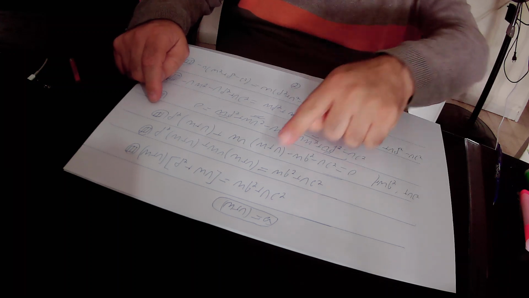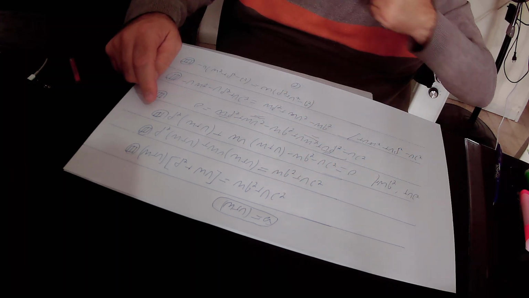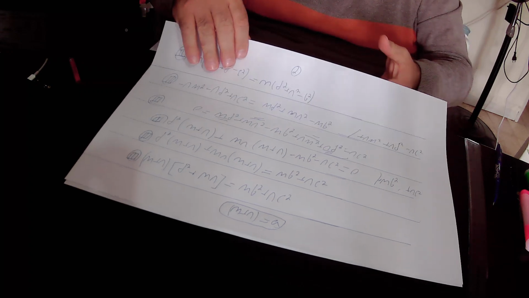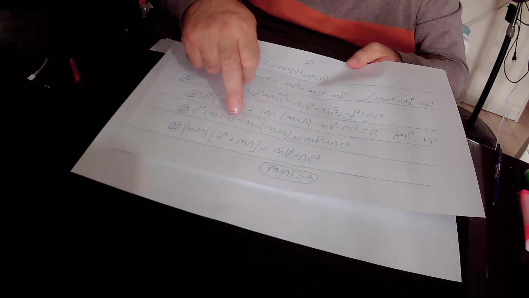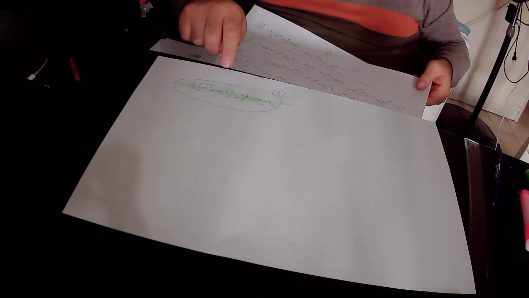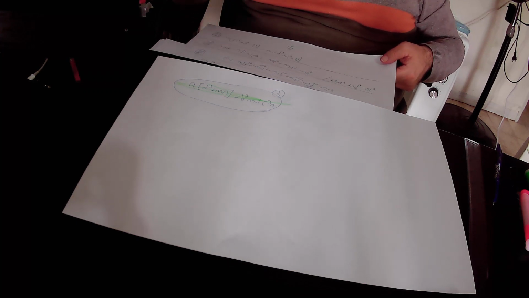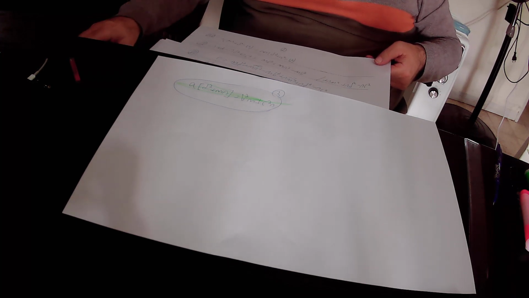We already found out that M plus N equals A, so we substitute M plus N in equation number 3 by A, and found out that A times D squared plus MN equals MB squared plus NC squared. Again, A times D squared plus MN equals B squared M plus C squared N. So we succeeded to prove Stewart's theorem in 2 different methods. Okay, thank you very much.